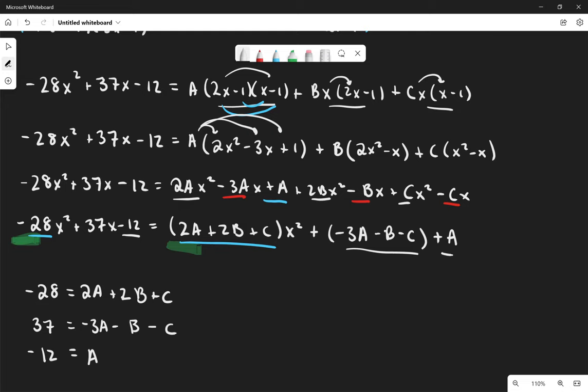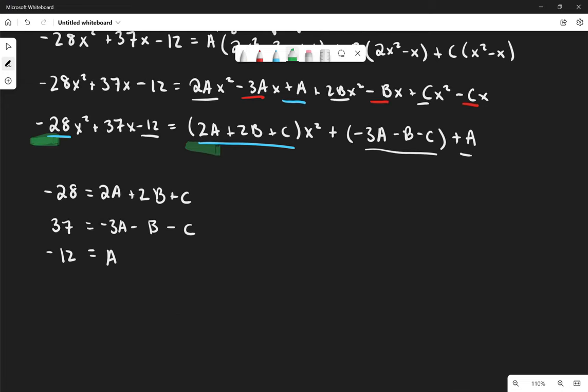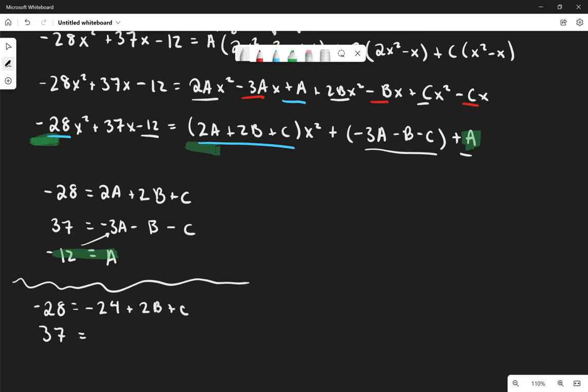So here's a system of 3 variables, 3 equations. But the good news is I actually solved for one of my variables already because there was only one thing over here. So that makes it a lot easier. So I can just sub negative 12 into a for both of these. In fact, I'm going to rewrite my system so I don't lose track. Negative 28 equals 2a, 2b plus c. 37 equals negative 3a. That's positive 36, because a is negative 12. Minus b minus c.